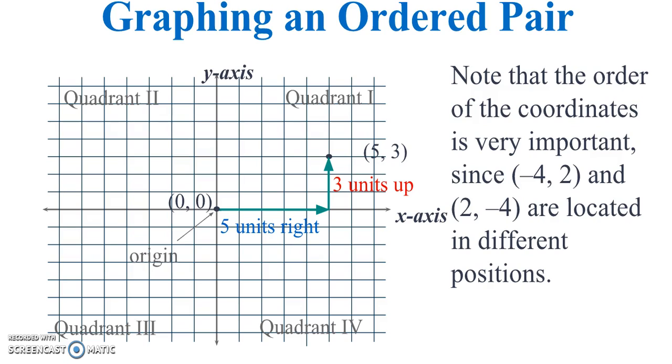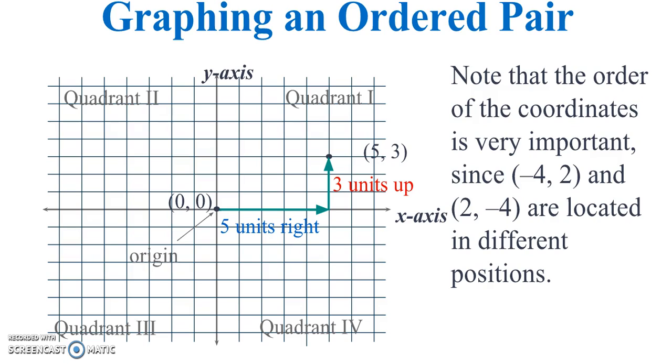Quadrant 3 is on the bottom left. Again, you have a negative x, but then you have a negative y. So when you have two negatives, you're always going to end up in quadrant 3. Quadrant 4 is on the bottom right-hand side. That is a positive x, but a negative y. So don't get quadrant 1 and quadrant 4 confused.